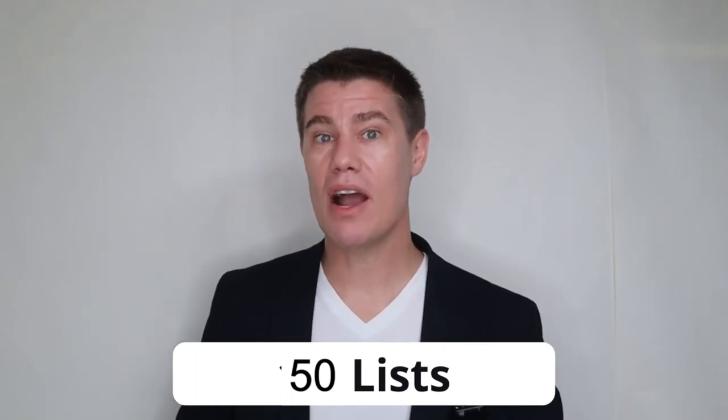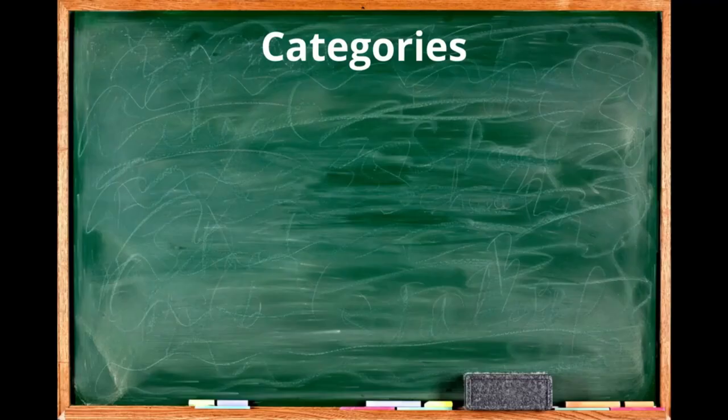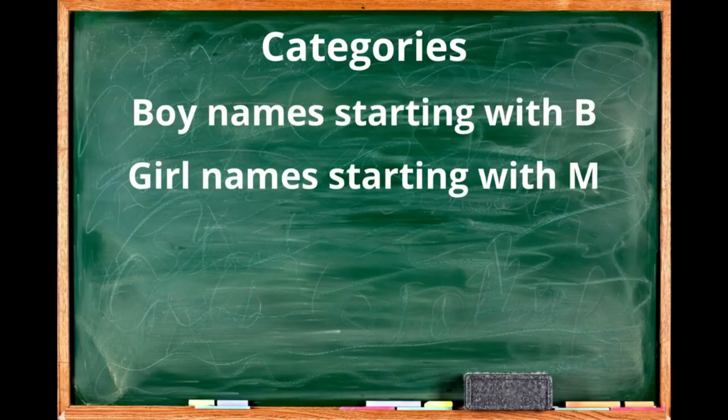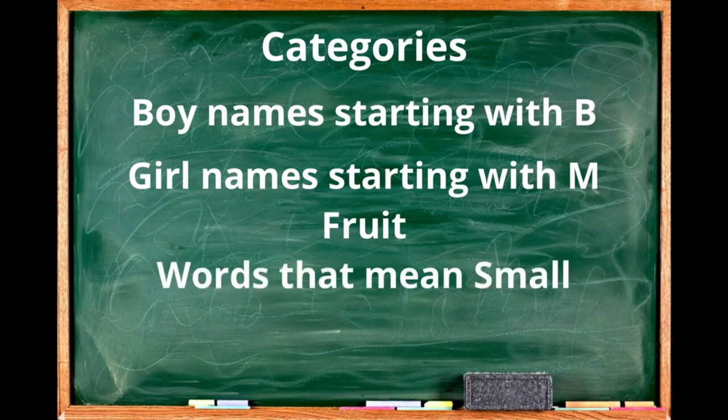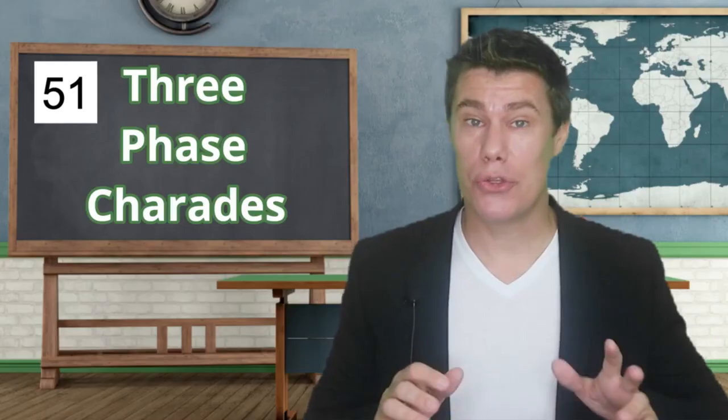Speaking of lists, making lists of words students know is vital to improving memory. Students can make lists of anything. Boy names starting with B, girl names starting with M, all the fruits they know, words that mean small, all the breeds of dogs. This is similar to the Scattergories game you can watch next.